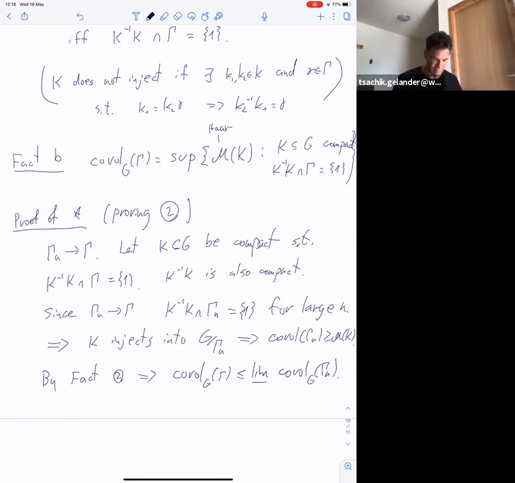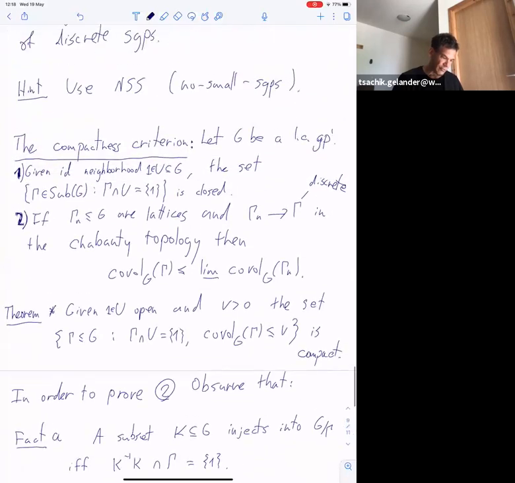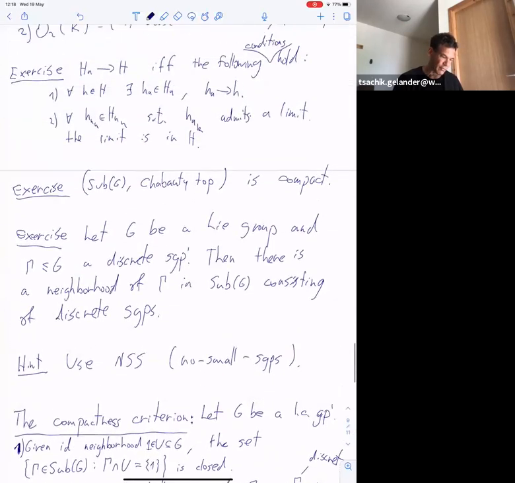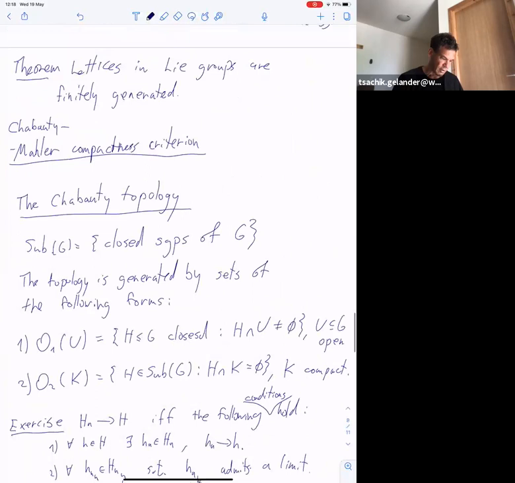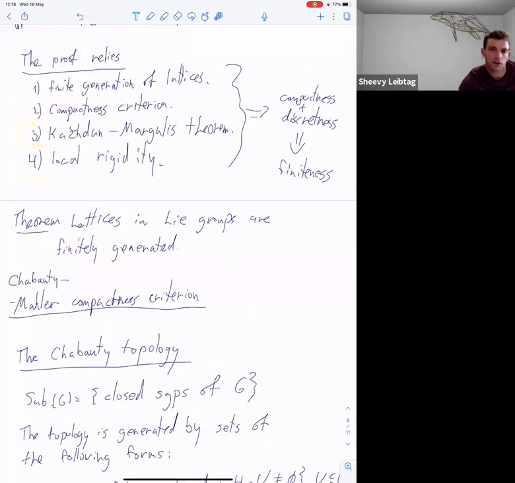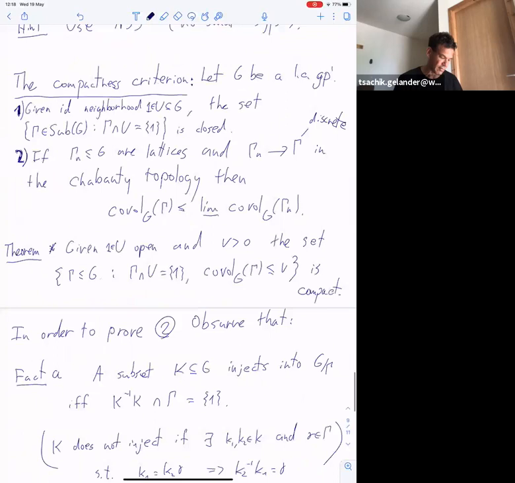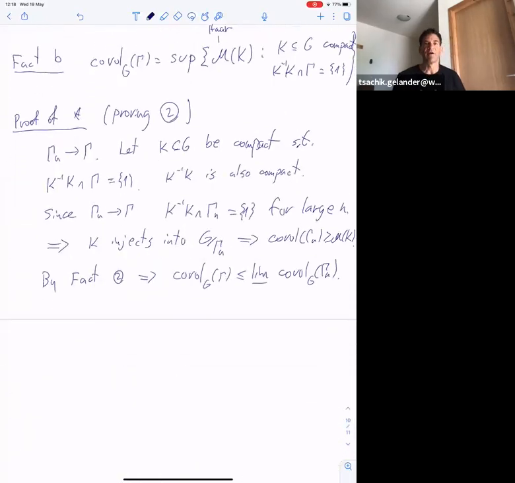Now, the last ingredient, which is something that we discussed a lot in previous courses. Okay, we discussed today local rigidity, but the last ingredient is Kazhdan-Margulis, let me just state this theorem. This is a beautiful theorem that by today there are several proofs.